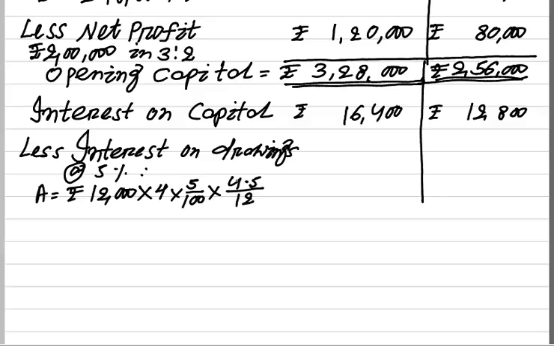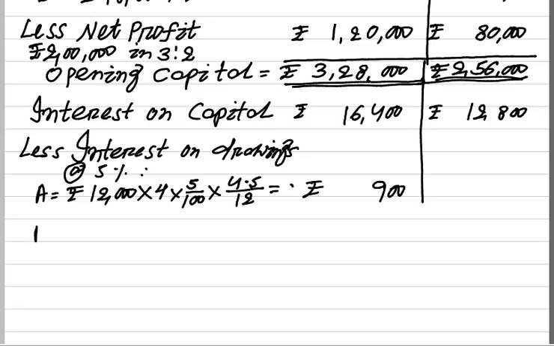You see the format. The question says 12,000 drawn at the end of each quarter. End of each quarter means it will be calculated for 4.5 by 12 months. It will be rupees 900.